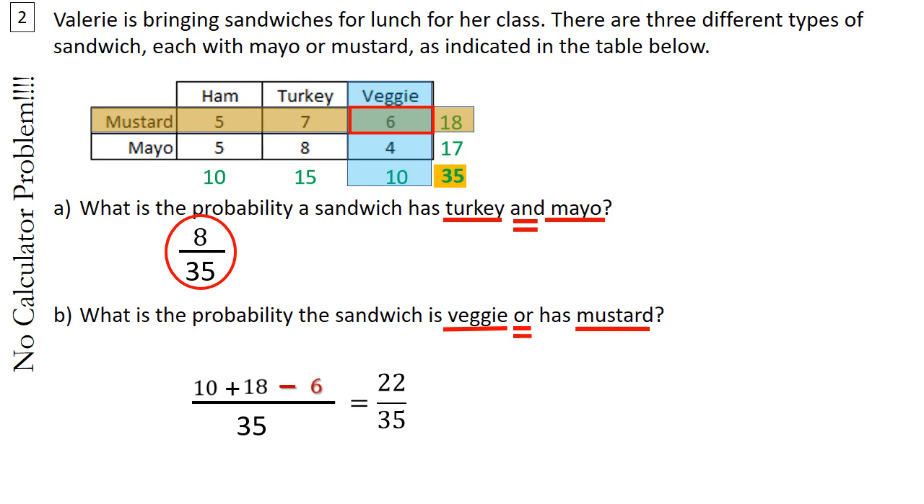And you could have added this up by individual boxes instead. You could have said, hey, there's 18 mustard sandwiches, and just add in those 4 more that were veggie that didn't have mustard, and that would have gotten us to 22 as well. But regardless of how we get there, we're going to get 22 over 35 for our probability. Again, that's not going to reduce, so that's our answer.